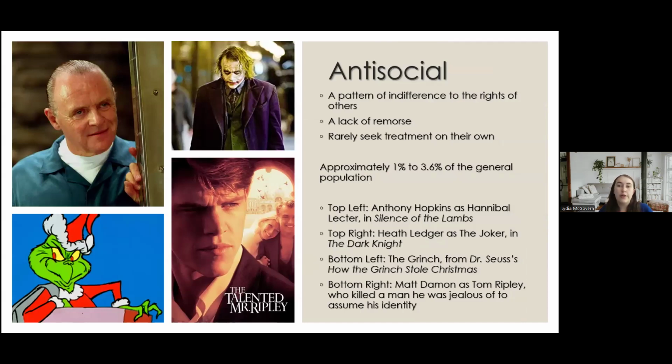Antisocial is marked by a pattern of indifference and disinterest in the rights of others, a lack of remorse. People with this disorder rarely seek treatment on their own, and they're often required to engage by a court order. Traits of antisocial personality disorder might be beneficial sometimes, depending on background. I think Kane is going to talk a little bit more about that here in a second. But we do know that antisocial personality disorder is disproportionately diagnosed in certain populations.